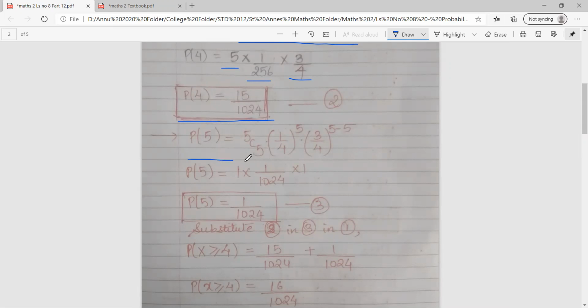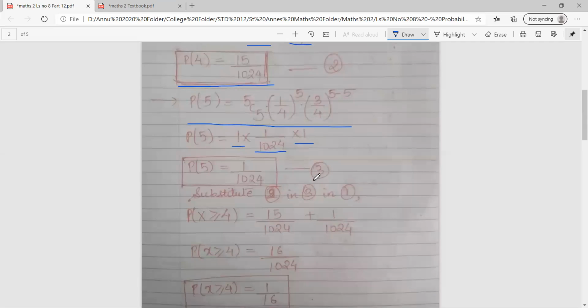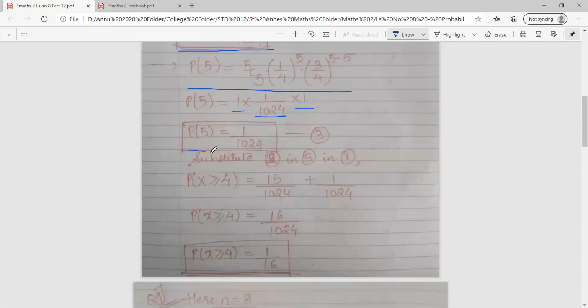Now I have to find out probability of 5. So on substituting the values in the general formula, I get this particular step. 5C5 is nothing but if you open 5 digits on the top, it will be 5 4 3 2 1 upon 5 4 3 2 1. So the answer is 1. 1 upon 4 raised to 5 is nothing but 1 upon 1024. Anything raised to 0 is nothing but 1. So you get point number 3 as P of 5 is equal to 1 upon 1024.